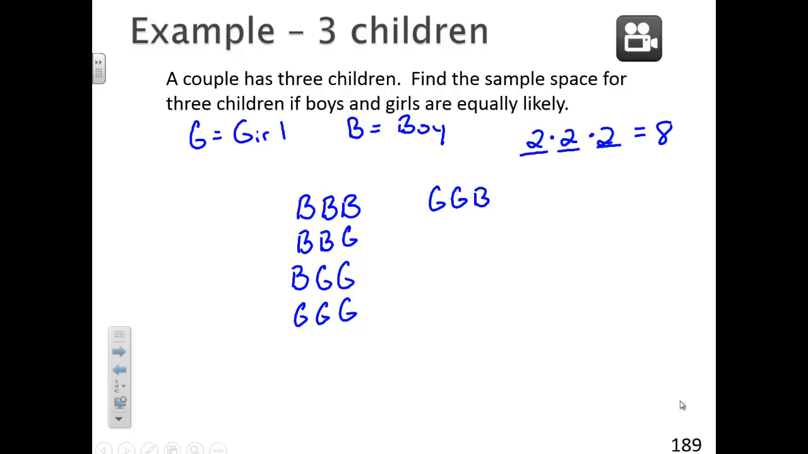Okay, so hopefully you found all 3. We had girl, girl, boy. So the next one would be girl, boy, boy. And the thing we're missing here is where the children alternate, where you have boy, girl, boy, or girl, boy, girl. Alright, so that is our sample space.